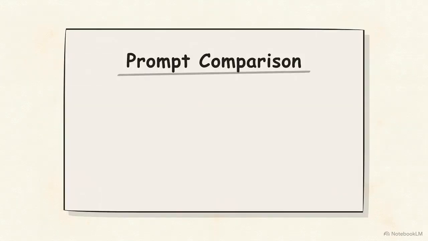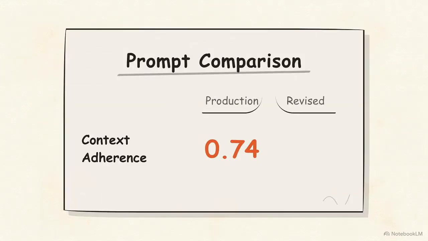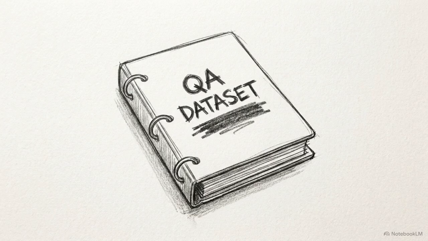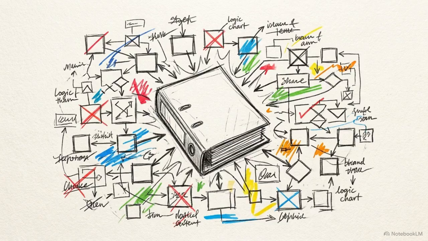This side-by-side table shows the head-to-head prompt comparison. The revised system prompt scored a 15-point improvement in context adherence over the production baseline. Keep in mind, those 120 queries are just a baseline. The dataset is a living document. You must update it every time a new edge case surfaces in the wild.